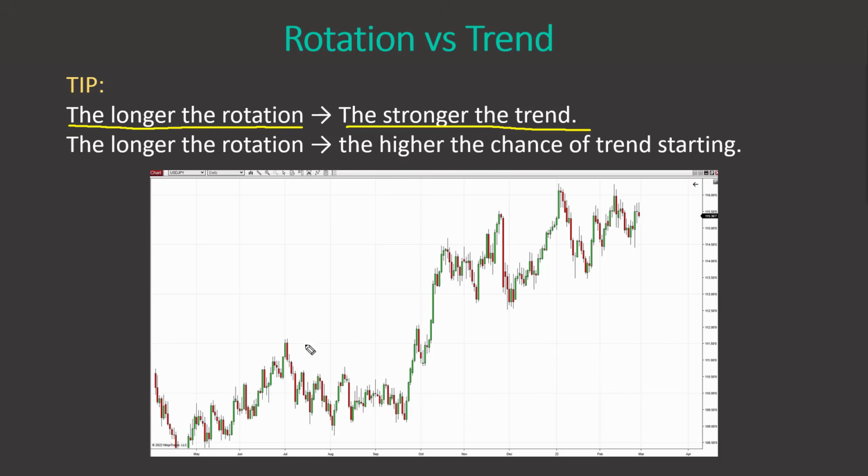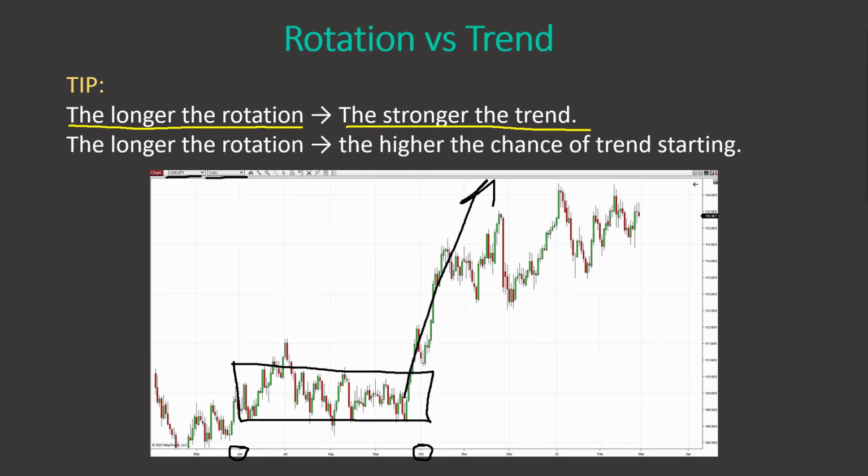So if you look at here, this is US dollar Japanese yen chart. It is a daily time frame, and there was a very, very long rotation starting from June up until October. So very long rotation, and look what happened afterwards. Boom, a huge and strong uptrend, right? So the longer the rotation, the stronger trend you can expect.